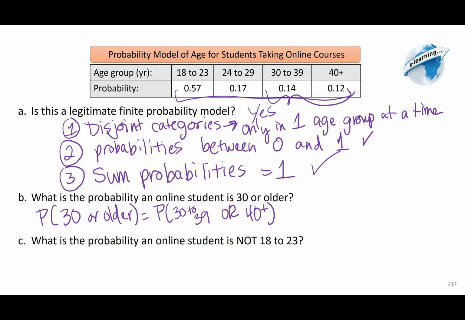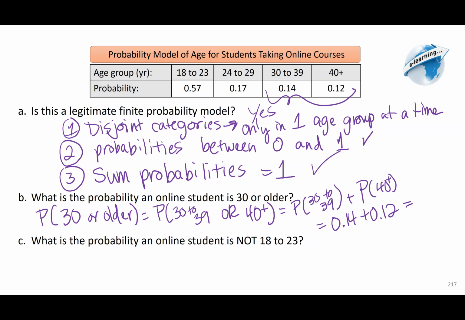Because I know that these two categories are disjoint, right? You can't have people in both groups. I can just say that's the probability of 30 to 39 plus the probability of 40 plus. So I can just take that 0.14 plus 0.12, add them together. So about, it looks like 26% of the online students are 30 or older.